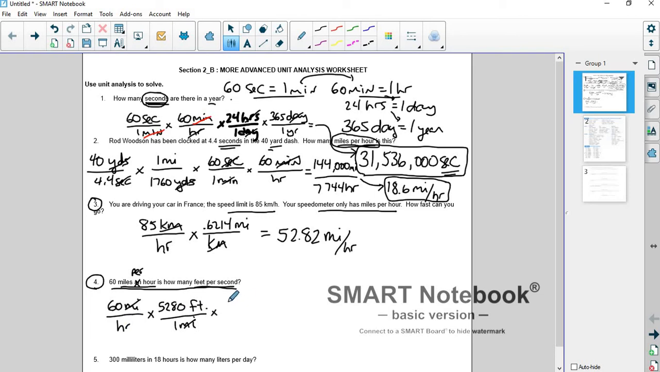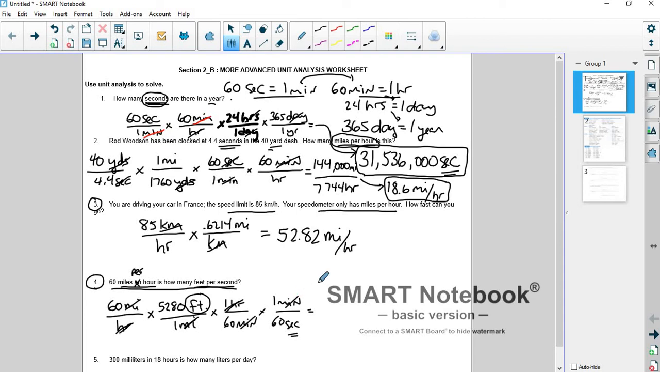Then hours, I need to change 1 hour to minutes, 60 minutes on the bottom. And then 1 minute to 60 seconds on the bottom. Minutes divide minutes, hours divide hours. And so I'm left with feet on the top and seconds on the bottom, which is what I wanted, feet per second. Okay, and so if I multiply this all the way across the top and across the bottom, I'm going to do it all at once this time, guys.